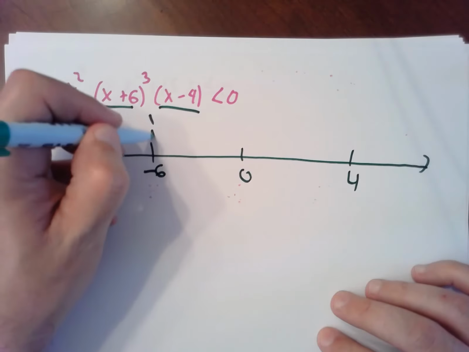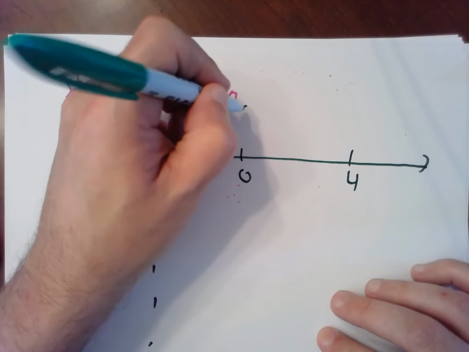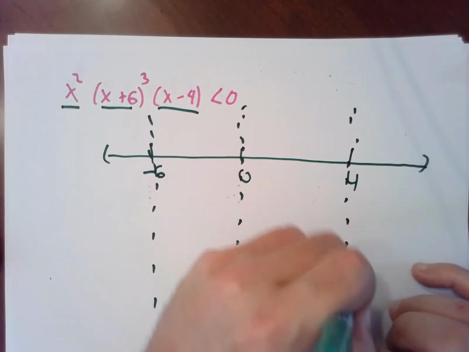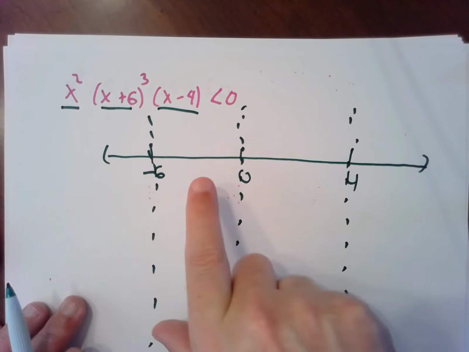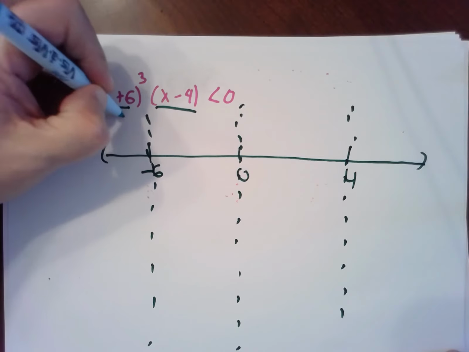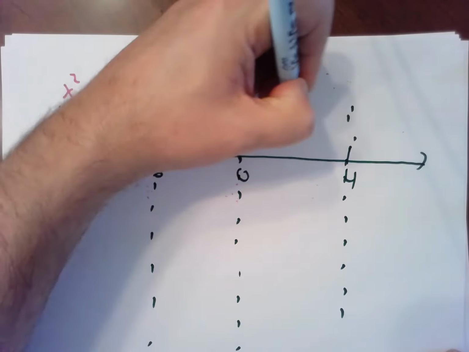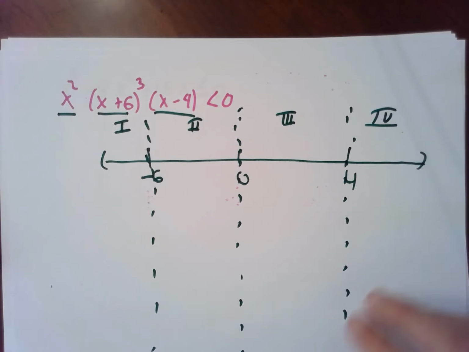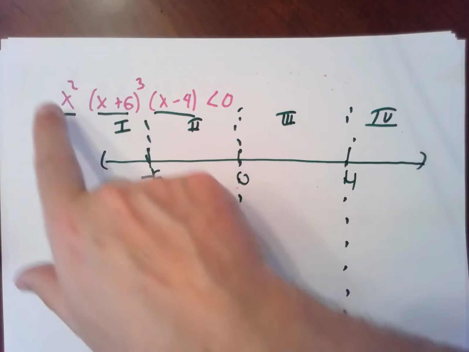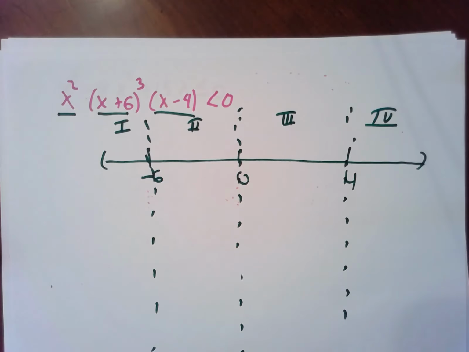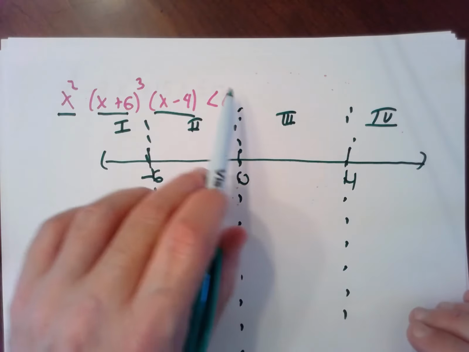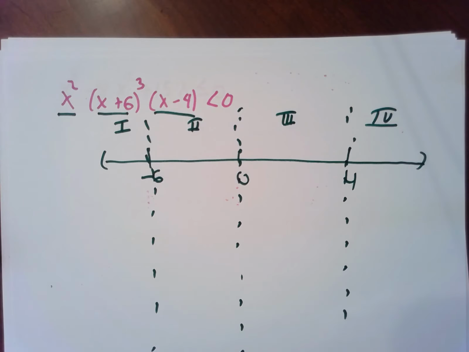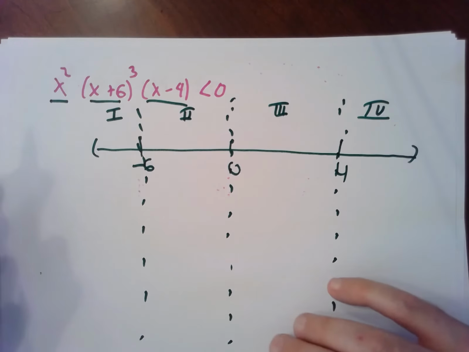Okay, over here we can go ahead and put in our dotted lines if we want. Trust me, it helps. Then you can see I have, let's number these, 1, 2, 3, 4 different sections. I've got to figure out the sign of this whole thing in each section. I could just plug in numbers into the whole thing and multiply it all out, but this is a quicker way.